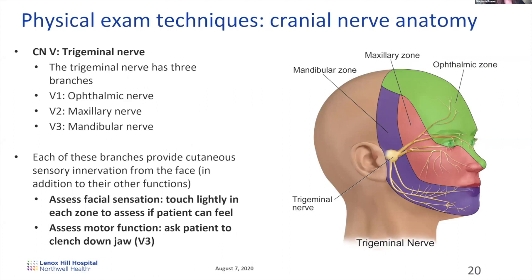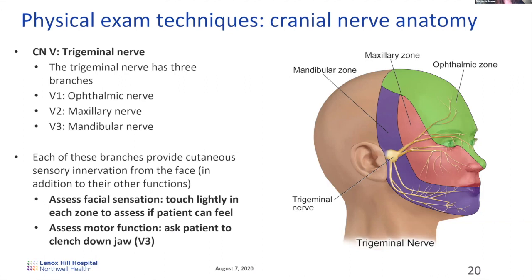One of the sections is your forehead above your eye and your eyelid area. The middle section is your nose and cheek region. And then the 3rd branch is down your jaw and around your mouth.